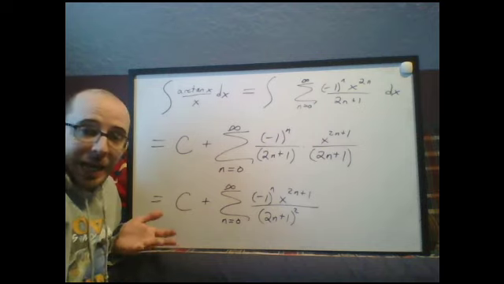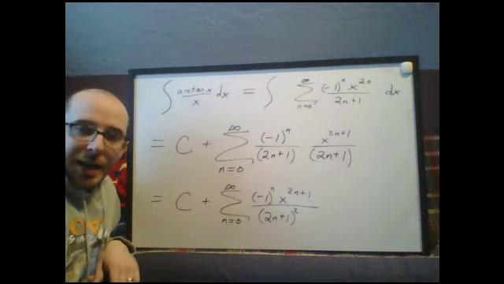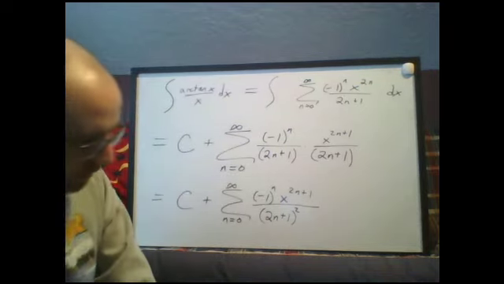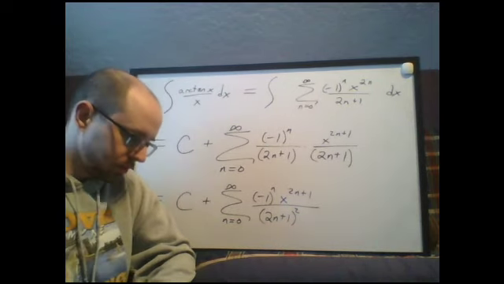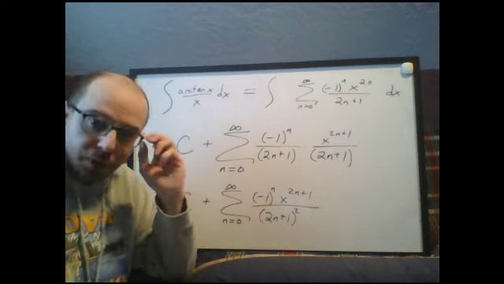But like e to the x, I can't get that from 1 over 1 minus x, or sine x, trig functions. I can't get that from 1 over 1 minus x. So the next topic is to explore what do power series look like for other kinds of functions. How do we figure them out?